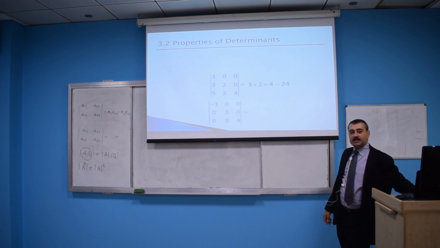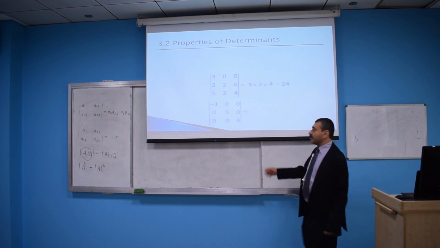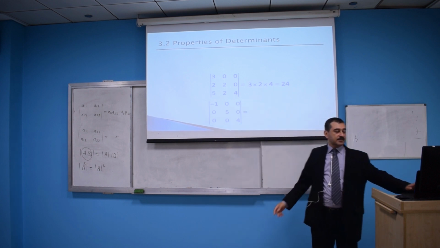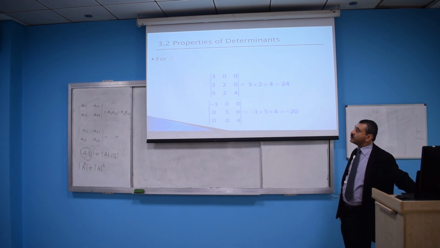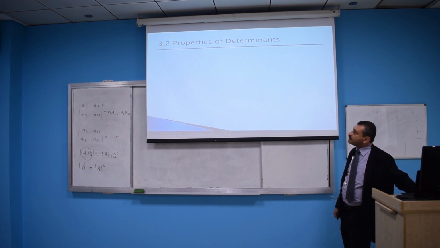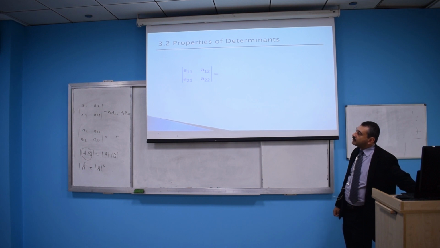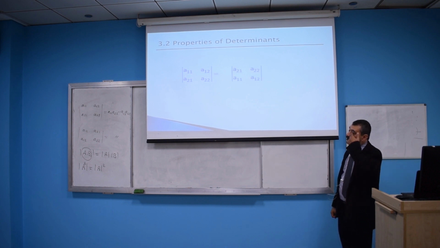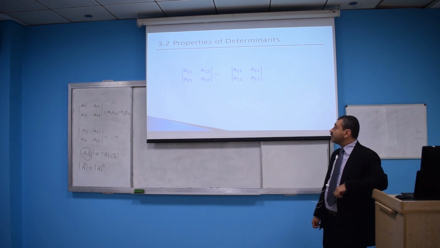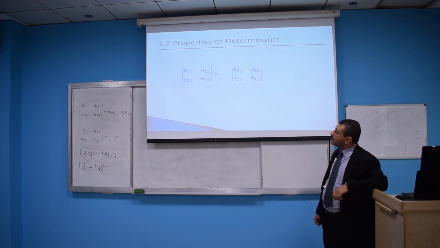What about this one? This is diagonal, which is a special case of the triangular. So we'll get the same answer. So if you have a diagonal or triangular matrix, its determinant is the product of the diagonal entries. Okay, look at this determinant and try to find the relation between the values of these determinants.